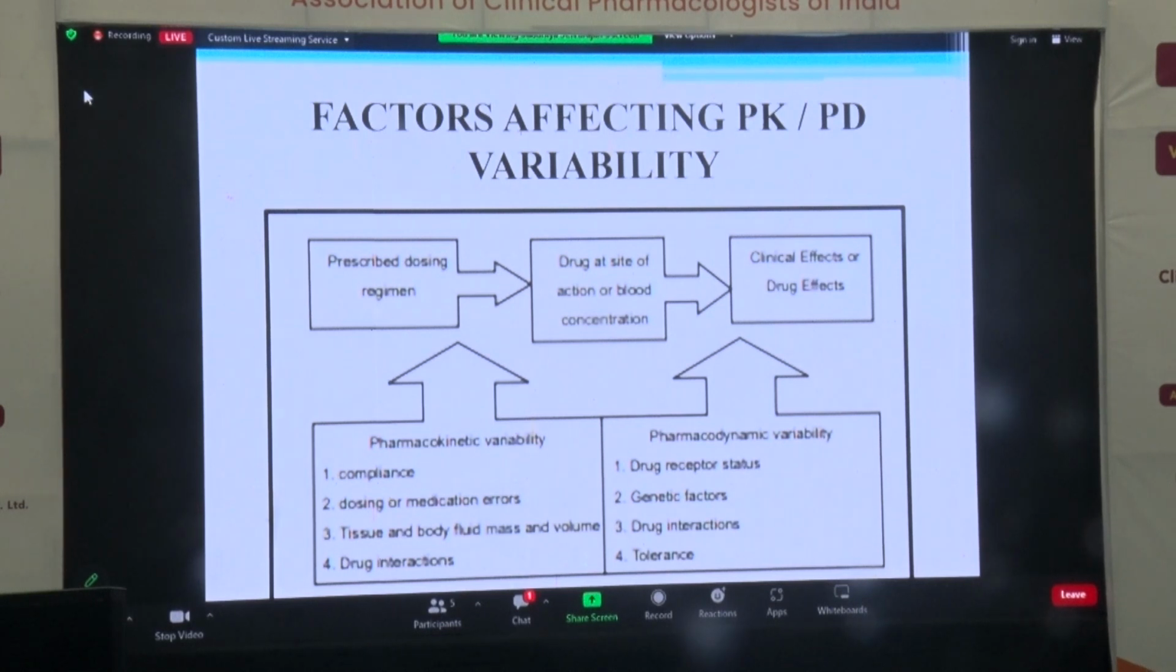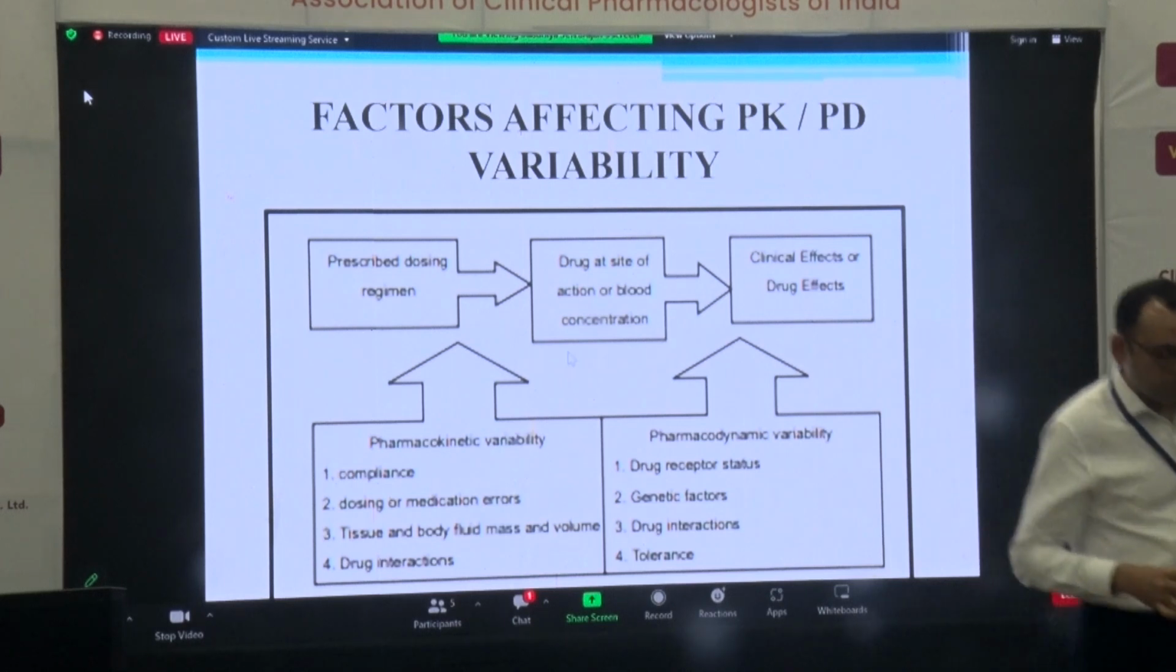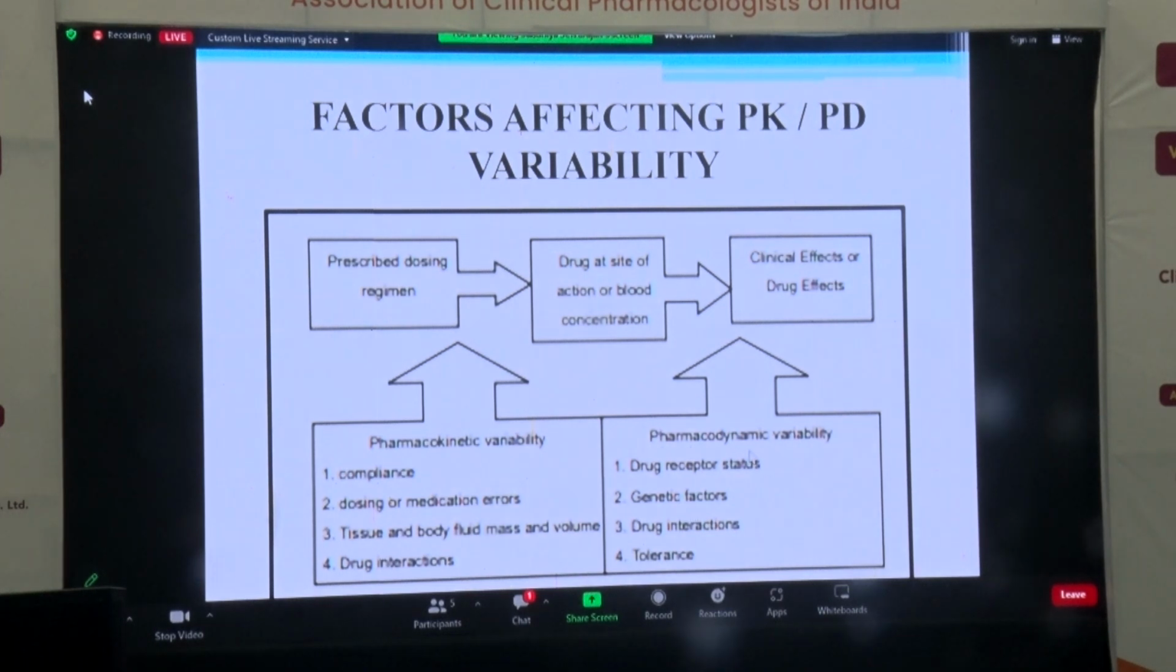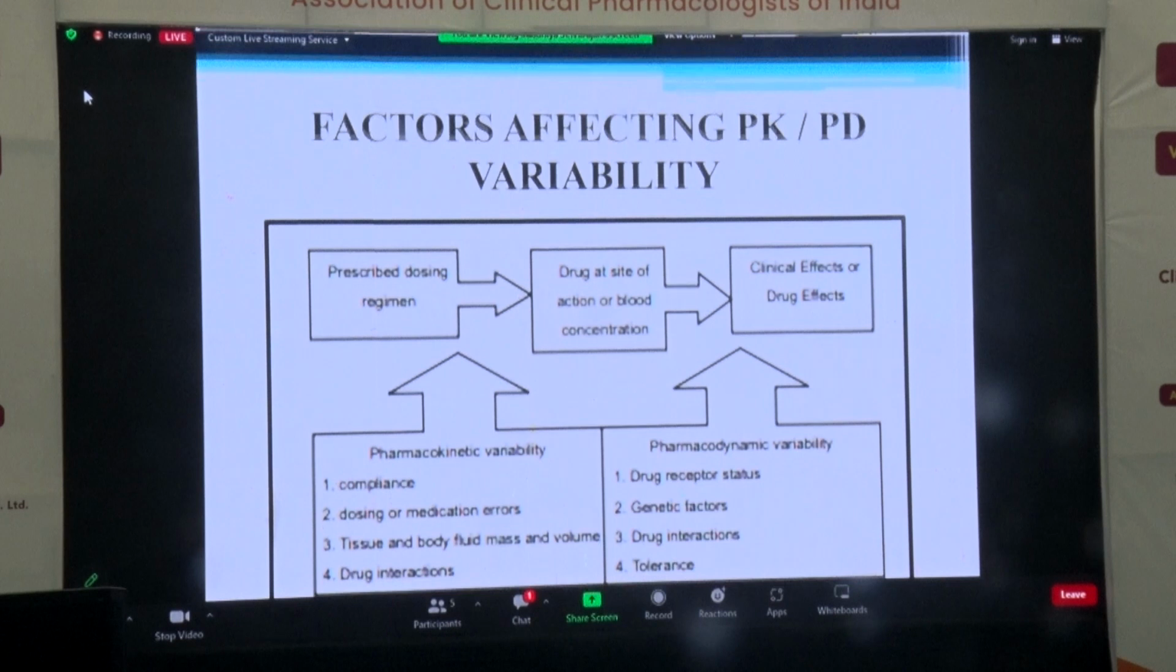Okay, apart from whatever factors I have mentioned, the plasma concentration of the drug may also be influenced by other factors. One is drug interaction. The other is pharmacodynamic variability, which could be due to variations at the drug receptor level, genetic factors, or development of tolerance to the drug. So in these conditions, how do we use the TDM value? How do we proceed with deciding the dose?